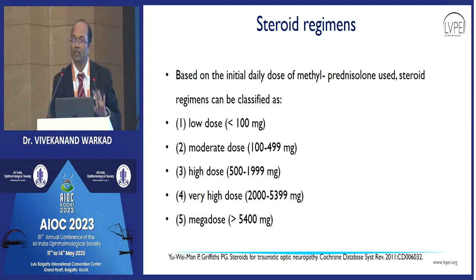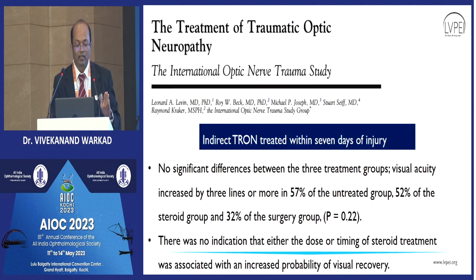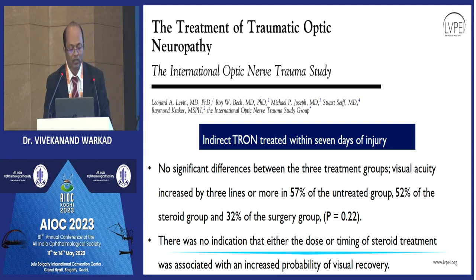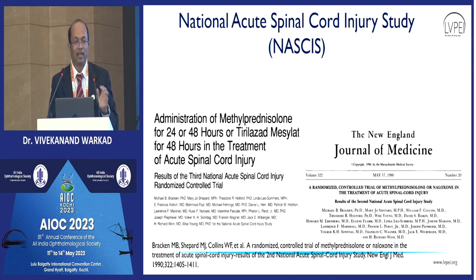So we have various regimens of steroid, starting from low dose to high dose to very high and mega dose. There is literature on the different treatment modalities people have tried. This is an INTS study, indirect TRON treated within 7 days of injury. Again, there is no significant difference between all three groups that this study looked at. There is no indication that either the dose or the timing of the steroid was associated with any increased probability of visual recovery.